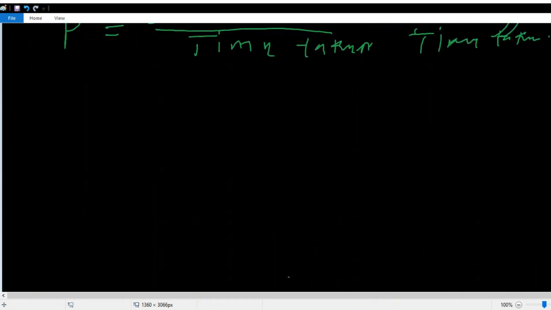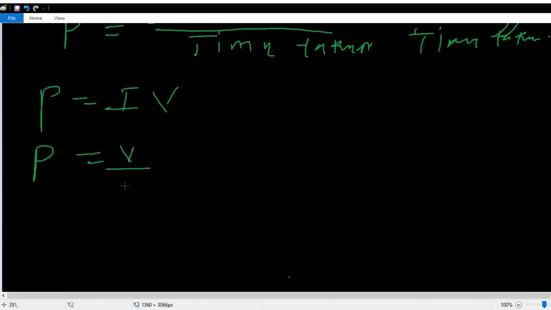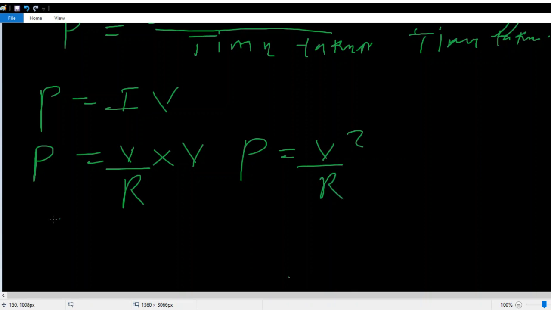Then let us look at the formulas that we use. The first formula that you can use, you can say power is equal to current multiplied by voltage. The other formula that you can use, we can change this. When we change current, it's going to be voltage divided by resistance, multiplied by voltage. So power is voltage squared divided by resistance. So that's the other formula that you can use.